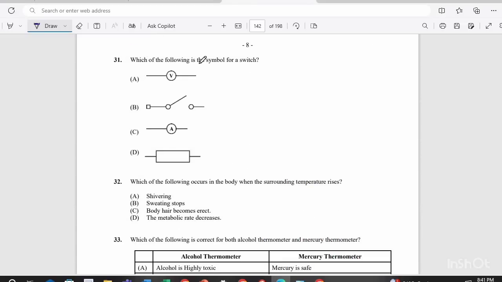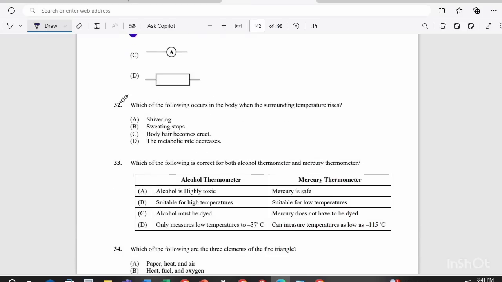Question 31. Which of the following is a symbol for a switch? Is it A, B, C, or D? If you answered B, you are correct. This is actually an open switch. Question 32. Which of the following occurs in the body when the surrounding temperature rises? Is it A, shivering, B, sweating stops, C, the body hairs become erect, or D, the metabolic rate decreases? The answer there is D. All the others happen when a person is cold.